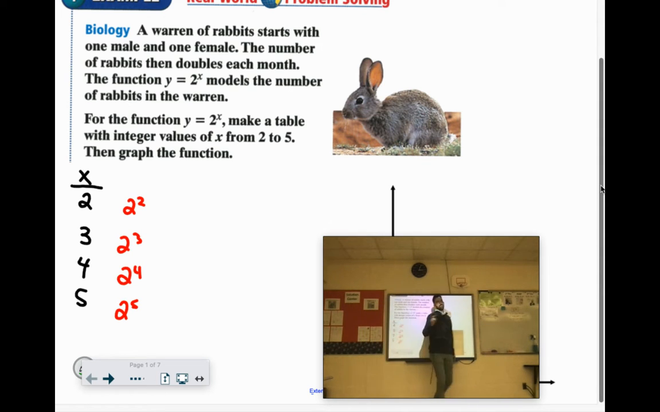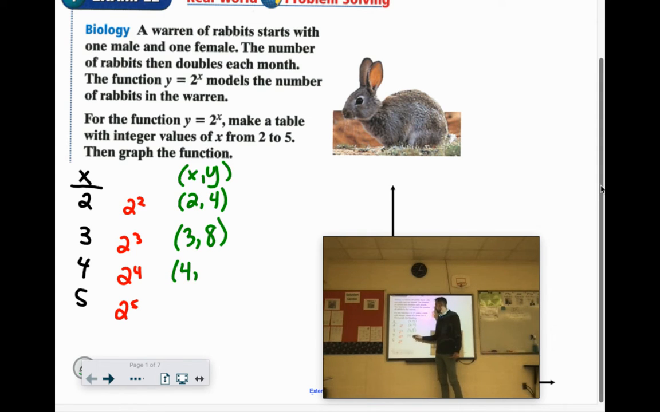Now with all these functions, when you actually solve it, it gives you the y coordinate. So here, we'll write the full coordinate. We already know the x is 2, and then 2 to the second power is 4, so our y is 4. Here, when x was 3, 2 to the third power is 8. Here, when x was 4, 2 to the fourth power is 16. And when x was 5, 2 to the fifth power is 32. You might also notice a pattern here. As you go down your y's here, 4 to 8 to 16 to 32, they're all being multiplied by 2.